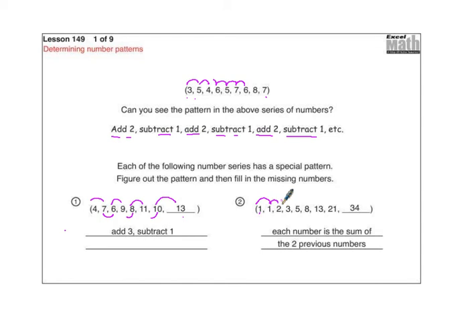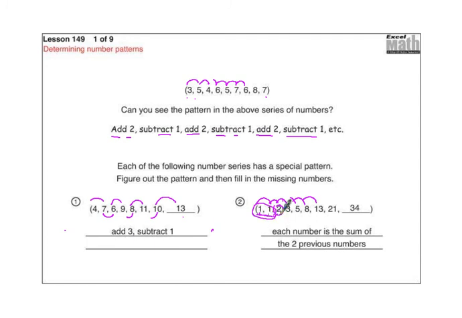1 to 1. 1 to 2. 2 to 3. 3 to 5. 5 to 8. 8 to 13. Well, what we have going on here is each number is the sum of the previous two numbers.